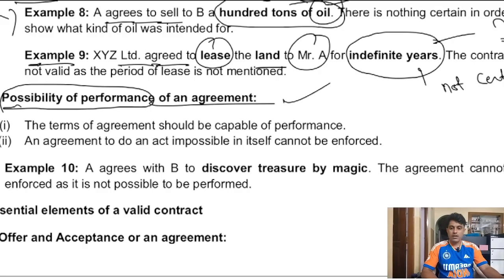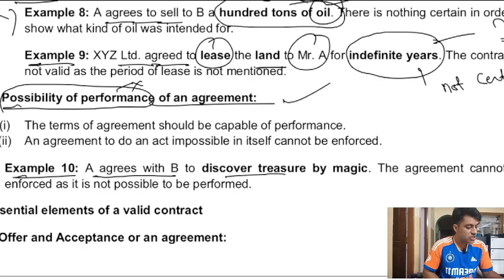We have a lot of agreements. Although it is valid, although it is legal, sometimes the possibility of performance will be lacking. If the possibility of performance is not there, then you cannot call it a valid contract. Let's consider a simple example. We will get to know what this example 10 says. Here there is an agreement between A and B. A agrees with B to discover treasure by magic.